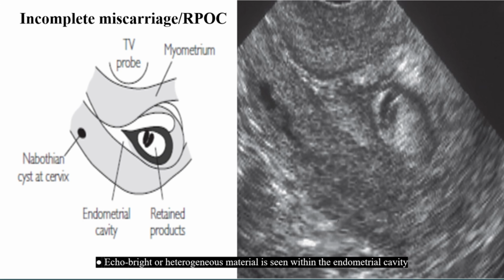Here you can see the schematic diagram, and this one is the adjacent sonogram. On ultrasound, the RPOCs appear as echo-bright or heterogeneous material within the endometrial cavity. Within the endometrial cavity, you can see the echo-bright or heterogeneous material, and this heterogeneous material is likely RPOCs, but we have to relate it with the beta HCG.